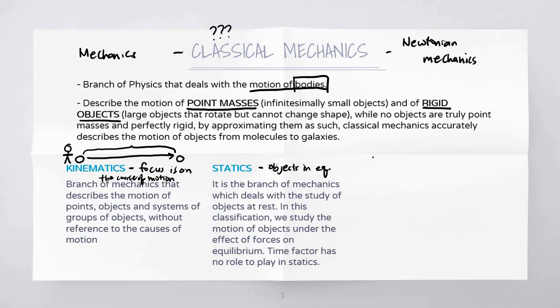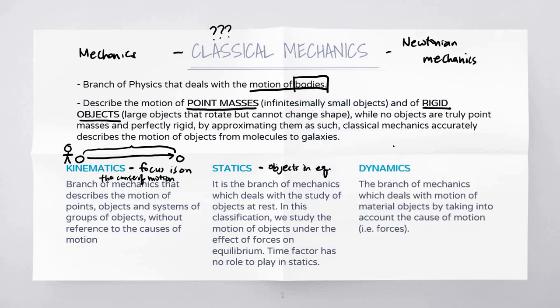So lastly, the last branch of classical mechanics would be dynamics. If a while ago in kinematics the focus is only on the course of motion, as for dynamics the focus is on the cause of motion. All right, so if we use the previous example, you kicking the ball, since the cause of motion is you kicking the ball, we want to understand how much force you exerted in order to kick the ball.